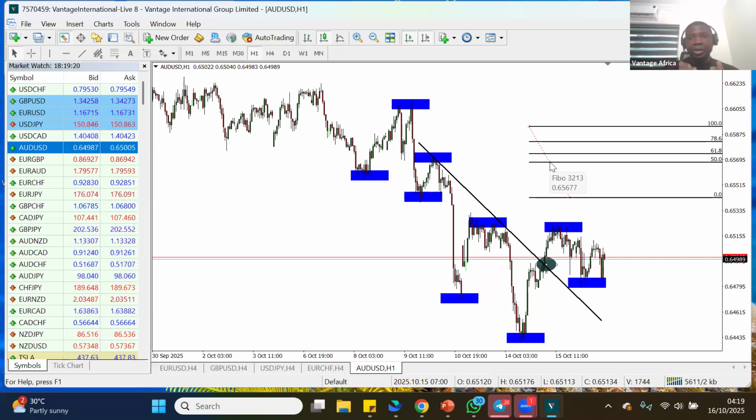This is for the sell. Now, if you're buying, you take your Fibonacci and drag from a swing low to a swing high. Just think about it like this: if you're looking for a buy trade, it's like you are going up, so you drag up from bottom to top. If you're looking for a sell trade, you drag down from swing high to swing low, from top to bottom, right?